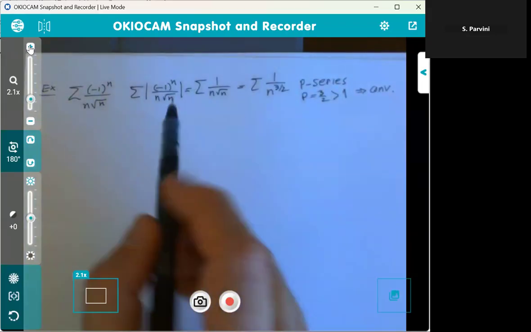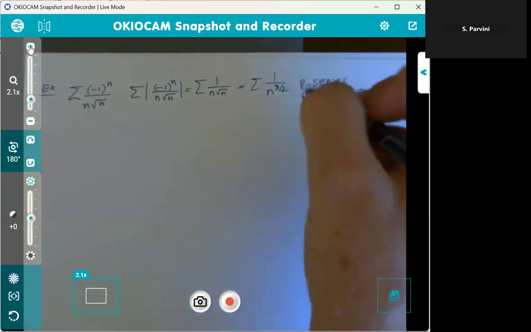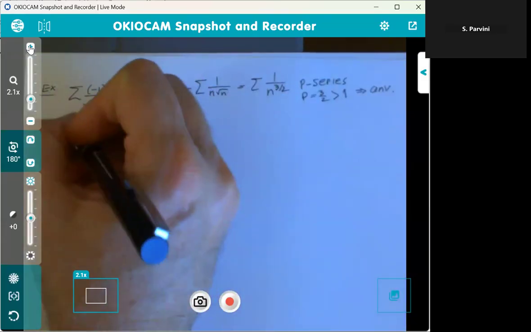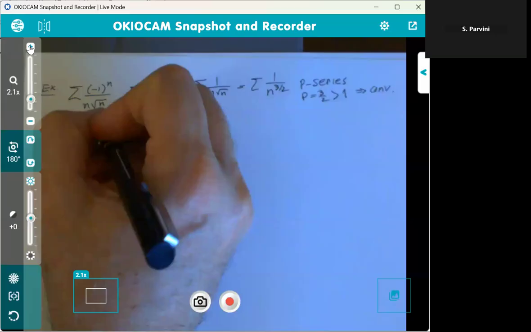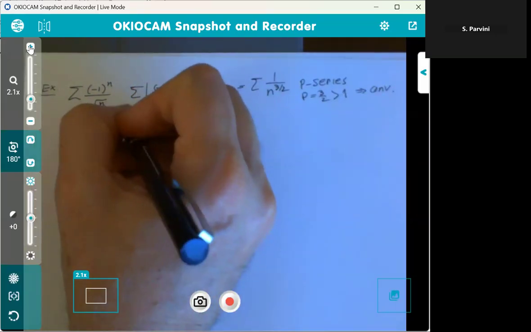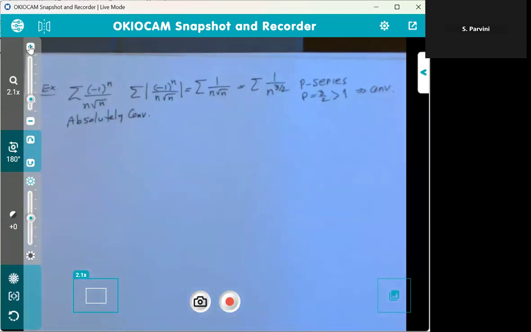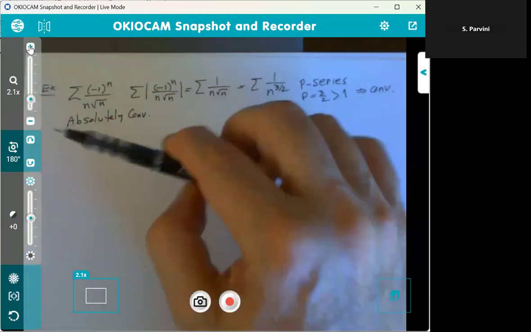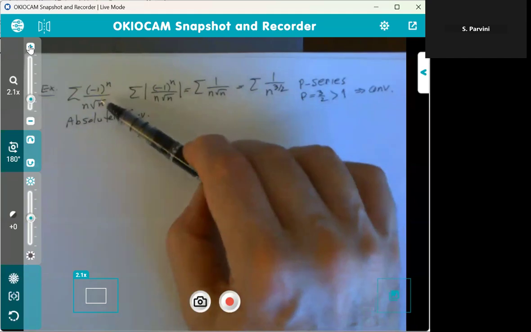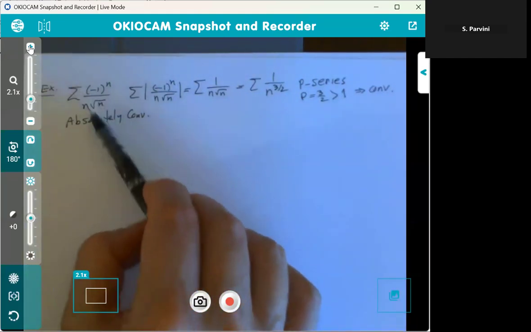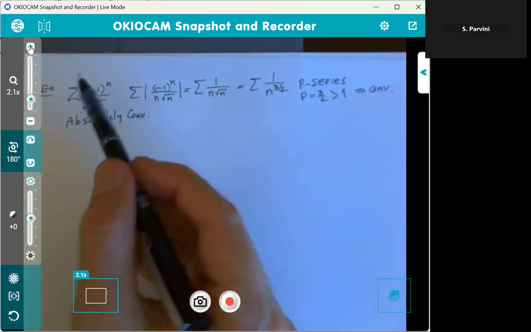Okay, and because its absolute value converges, we're going to say this is absolutely convergent. It means the absolute value of that series converged. Now, we could determine whether the series converges on its own or not. This series is an alternating series.